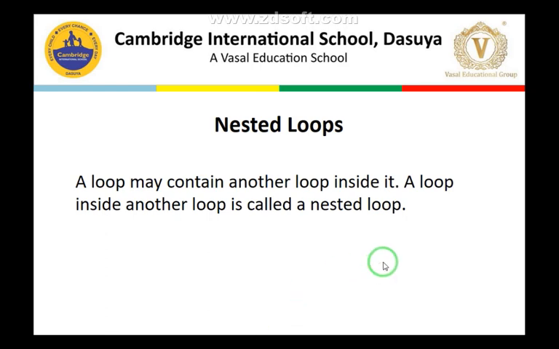So students, moving on with the looping topics, the next topic is nested loops. What are basically nested loops? Nested loops are loops within a loop. A loop may contain another loop inside it. So a loop inside another loop is called a nested loop. When we have a loop within another loop, that process is basically called a nested loop.